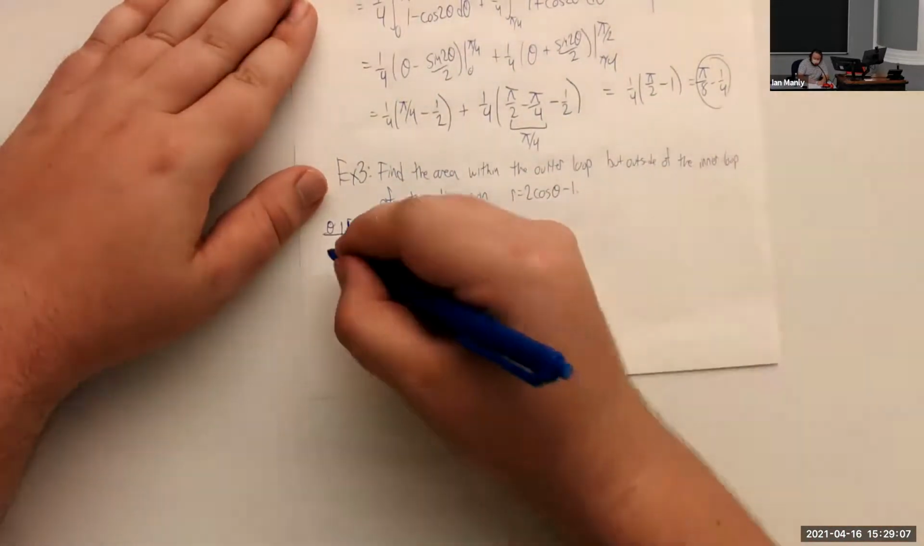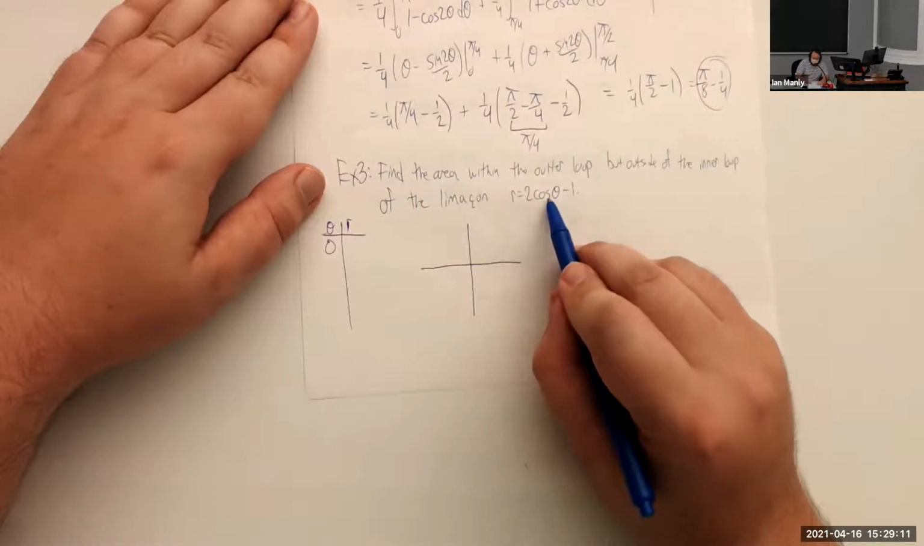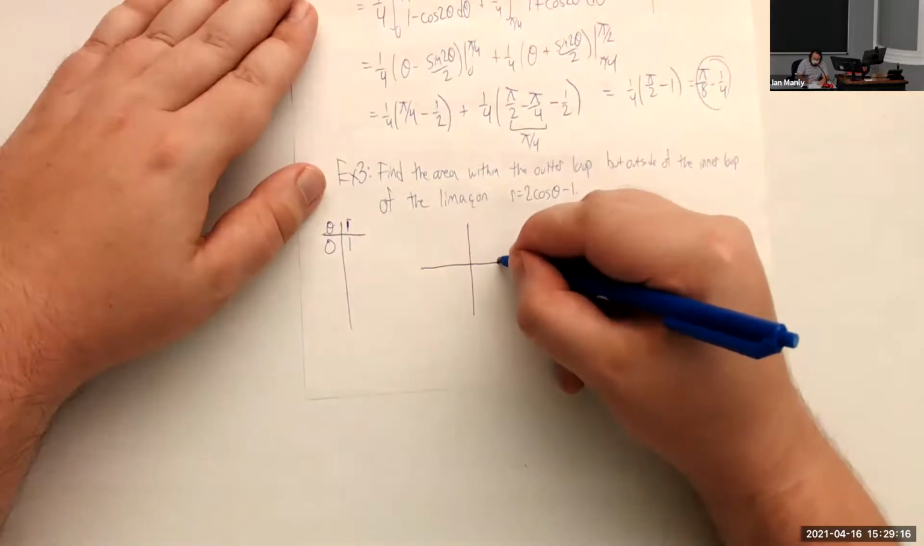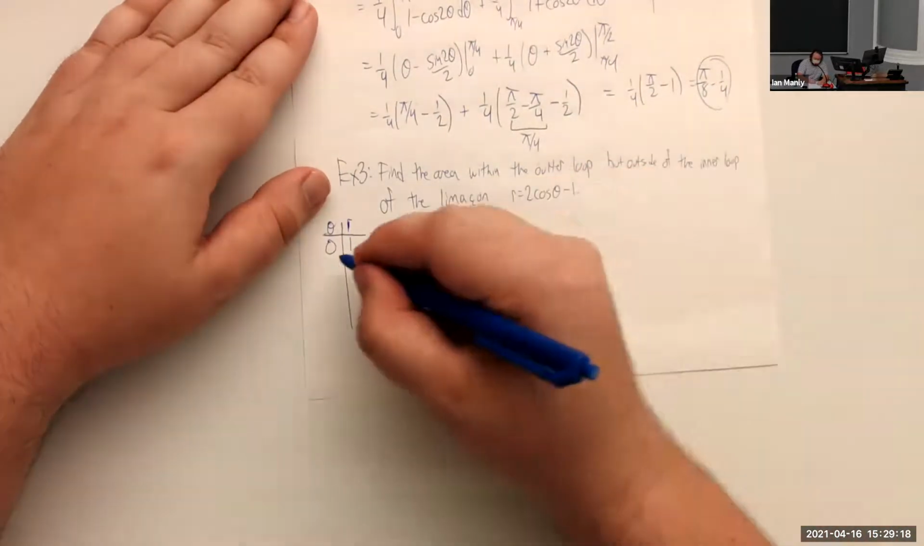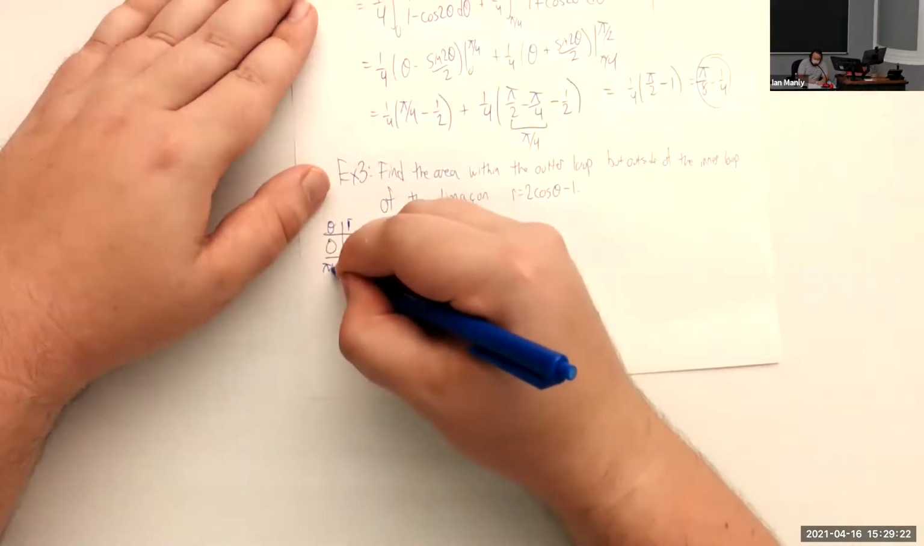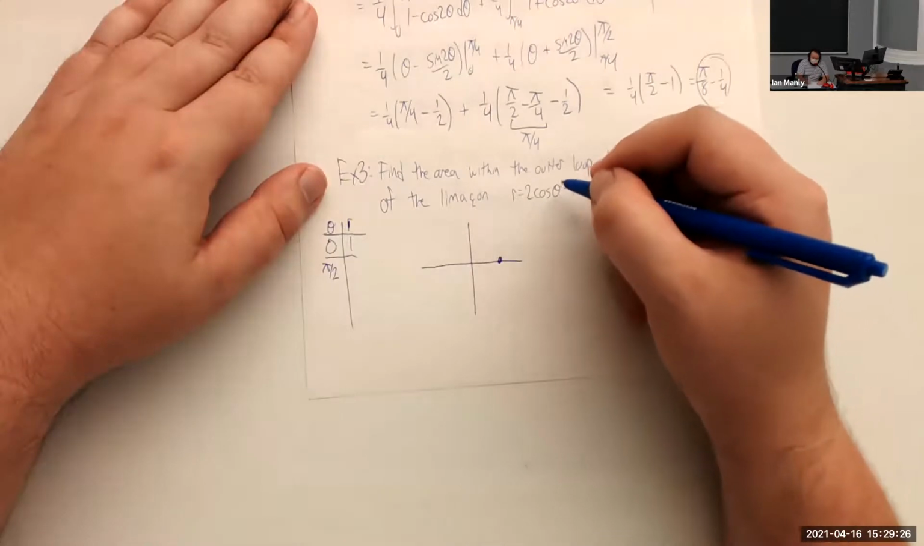Let's start at theta equals 0. If I plug in 0 for this, I have 2 times cosine of 0 is 2, and then minus 1 will be 1. So I'm going to be right there. Next, why don't we go by pi over 2 to save a little time here. So at pi over 2, cosine of pi over 2 is 0, right?